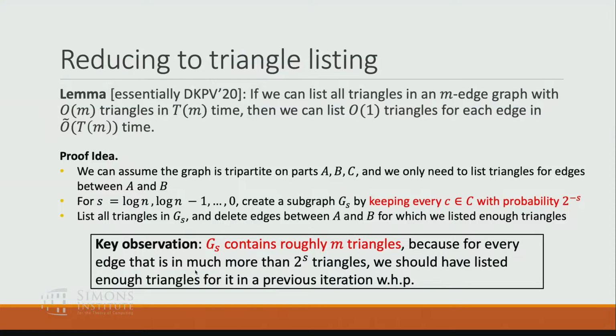The correctness follows from the last iteration. In the last iteration, we are keeping all the vertices in C. So if at that point we haven't listed enough triangles for some edge AB, then in the final iteration this edge AB will also be kept in the graph G_0. At that point, we just list all the triangles the edge AB is contained in.